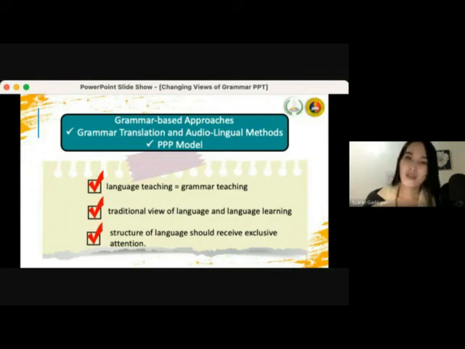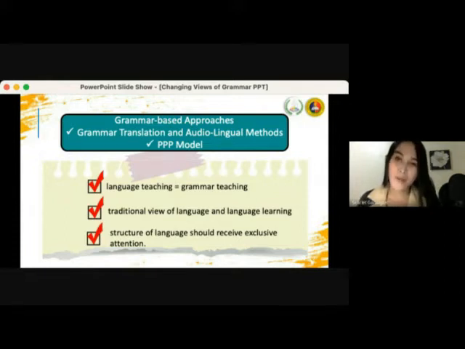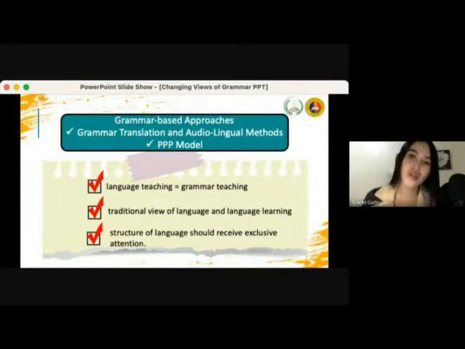and that you have here the structure of language should receive exclusive attention. So that's their contention, okay? Because for them, when you think about language, you have to think of grammar. So grammar has to be taught by any of the language learners, be it the first or the second language learners or the foreign language learners. So with their contention that grammar is very important, then it should be given exclusive attention during the instruction.